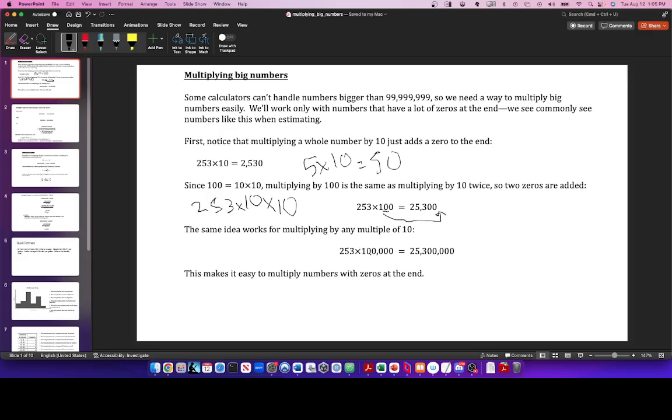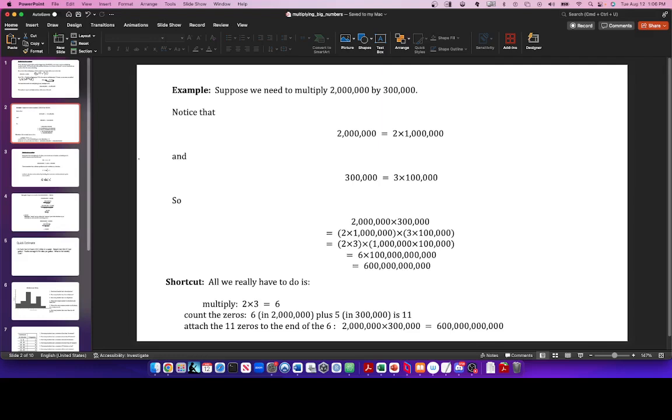That works with any number of multiples of 10. Here we've got 100,000, which has 1, 2, 3, 4, 5 zeros, and we've just stuck those 5 zeros on the end over here. And then you can add on to that process.